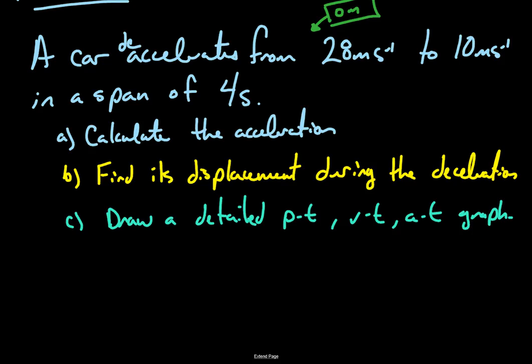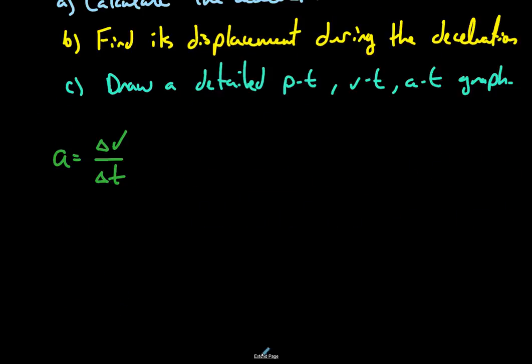Okay, so step 1. Let's calculate acceleration. Acceleration is change in velocity for a change in time. Now before we get too far, I want to visualize what's going on in this situation using graphs. We'll do a velocity time, a position time, and an acceleration time graph here.